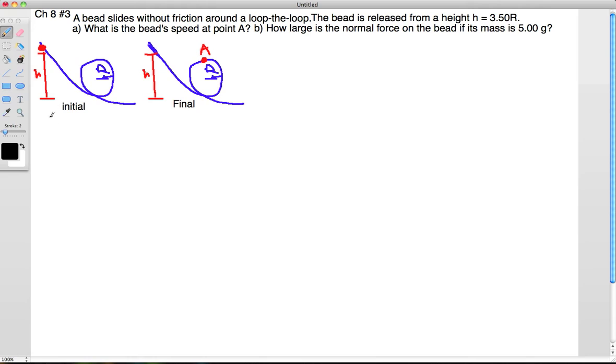Alright, to start off, the initial picture is right here. The ball starts right here. And the final picture, the ball ends up right here, which is for part A.